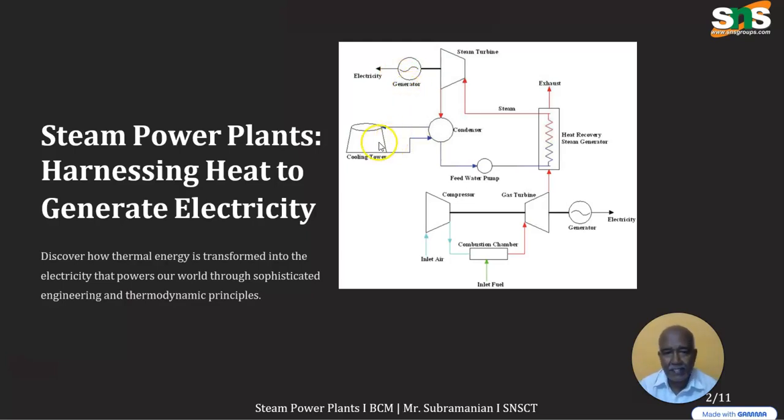Here in the simple diagram you can see the water from the cooling tower is being transferred to the boiler with the help of the feed water pump, through the condenser. The water from the cooling tower is sucked by the feed water pump, goes to the condenser, and is fed into the boiler system. Inside the boiler there are tubes where the water enters, and the boiler is heated.